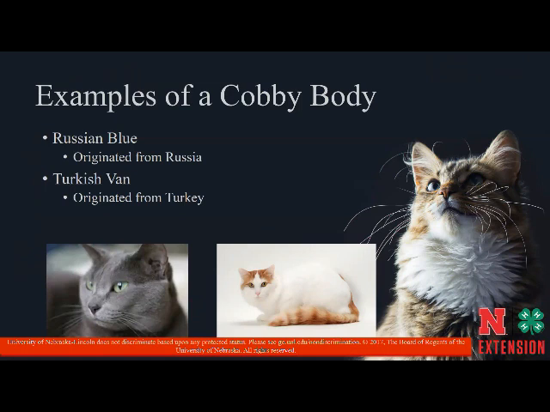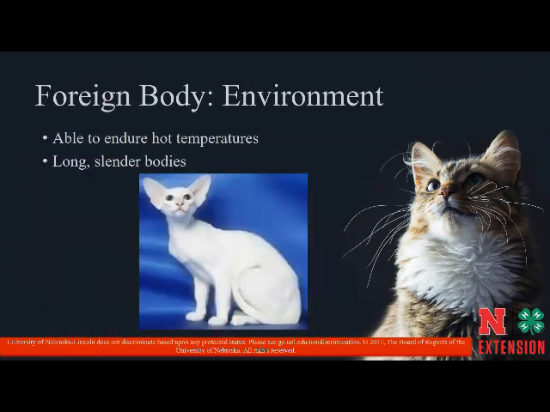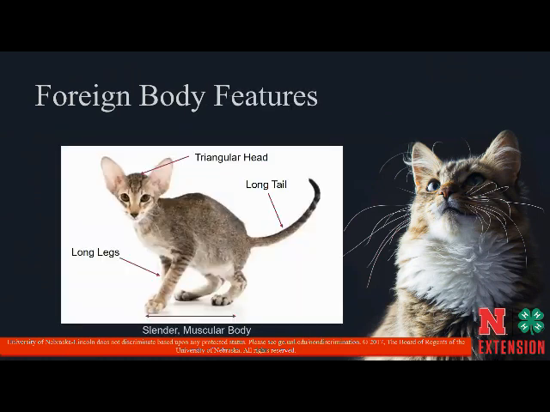So if we have a cobby body for a cold environment, it would make sense that we have some kind of body that would fit for the warmer environment. And this is called a foreign body. The foreign body is built to be able to endure hot temperatures. They have long, slender bodies. So obviously they don't have as much insulation on them. See how big their ears are? They can use those to help cool them off, because they can dilate the veins and stuff in their ears to help cool off their body, to bring in the coolness. They will have a triangular head, where the cobby body had a round head. They're going to have long legs, and they're going to have a longer tail.